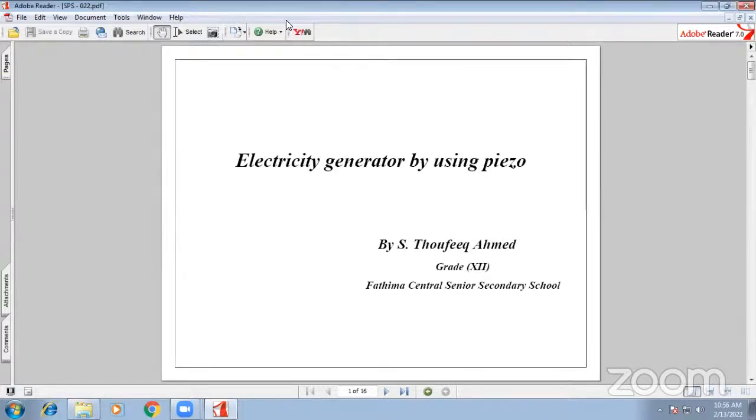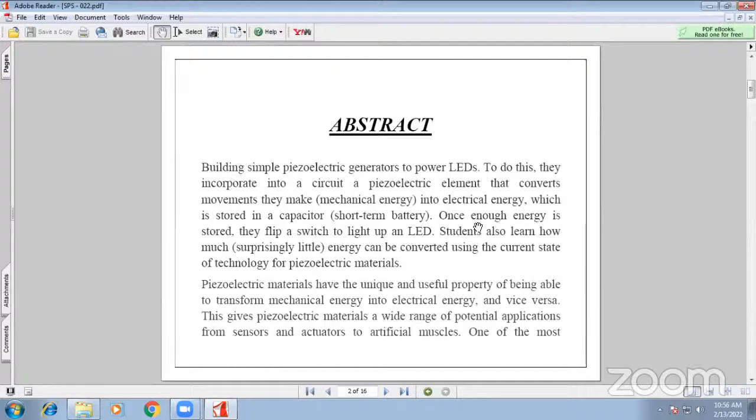Hello everyone, I am Taufik Ahmed of Class 12 from Fatima Central Senior Secondary School, Saidapet. I have done a project in the physical science category at senior level. My topic is electricity generator by using piezo. My main aim of the project is building a piezoelectric generator.